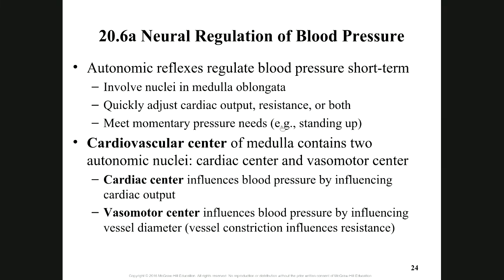The cardiovascular center is located in medulla, and it contains two autonomic nuclei. One of them is called cardiac center, and the other one is called vasomotor center. The cardiac center works with the function of our heart by changing the cardiac output, and the vasomotor center can work on the diameter of our blood vessel, make vasoconstriction or vasodilation.